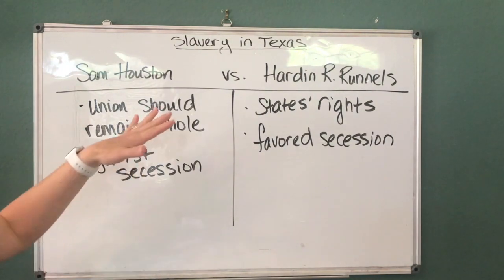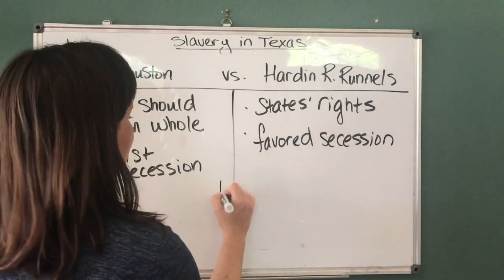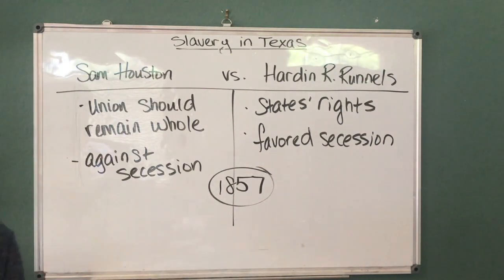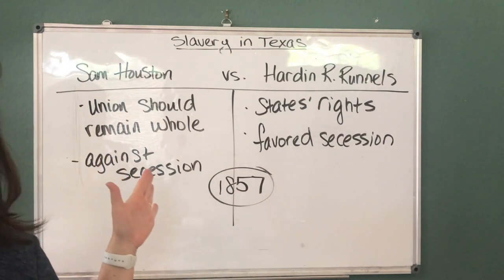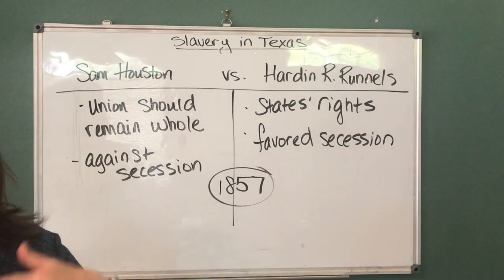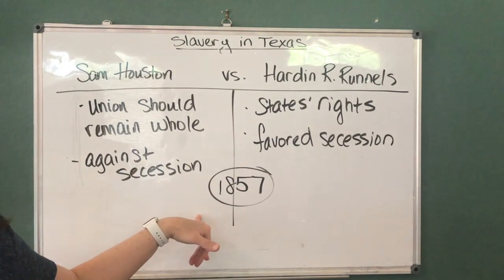And so Sam Houston lost to Runnels in the election of 1857. He lost his run for governor, even though he was a war hero. Remember, he won the Battle of San Jacinto. He was the first president. He was very popular. He lost this.